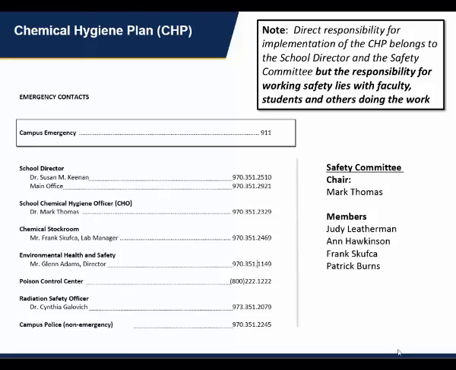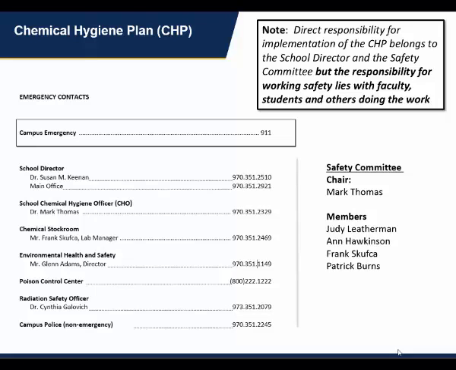Other information here: the school has a chemical hygiene officer, which is Mark Thomas. A chemical stock room, which is Frank Skufka. He manages that. And environmental health and safety, Glenn Adams is the director of this program for the university.